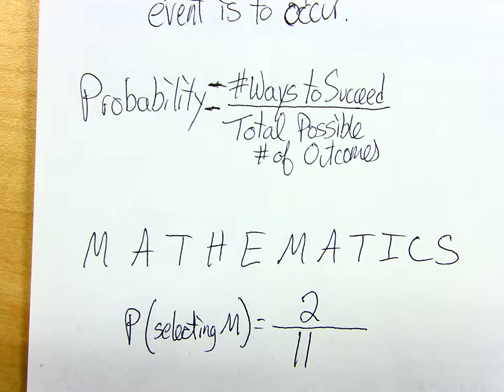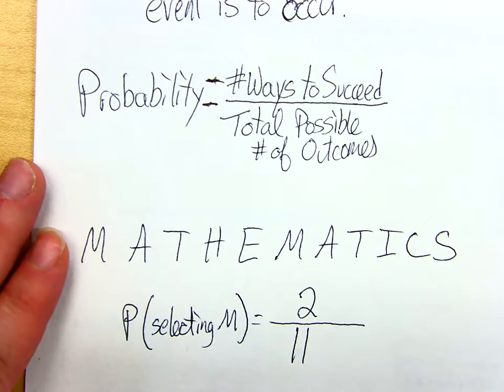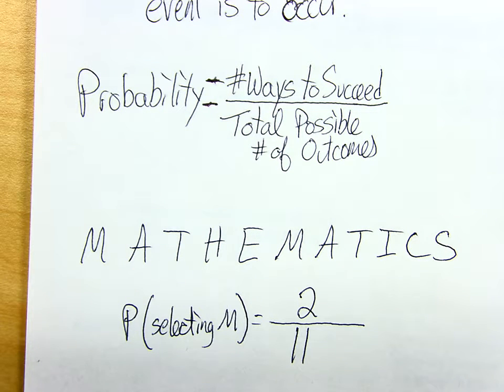So probability, guys, you can express it two different ways. You could express it as a fraction, which you should always reduce. I can't reduce 2 over 11, so I can leave it. Or you can change it into a percent. You all know how to change fractions into percents.